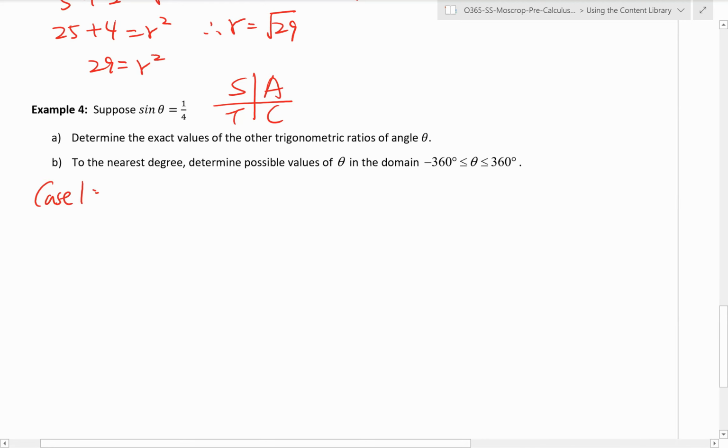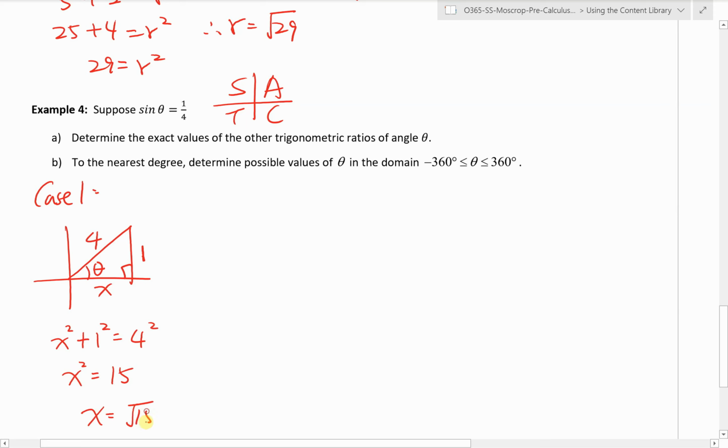Okay, so we have case 1 where the angle is in the first quadrant. So we would have a triangle like this here, 90 degrees, and here's my angle theta. The ratio for sine is opposite, so that's 1 right there over hypotenuse. We can find x by using, again, the Pythagorean theorem. x squared plus 1 squared is equal to 4 squared. This is 16 minus 1, so that's 15. Therefore, x is equal to root 15.